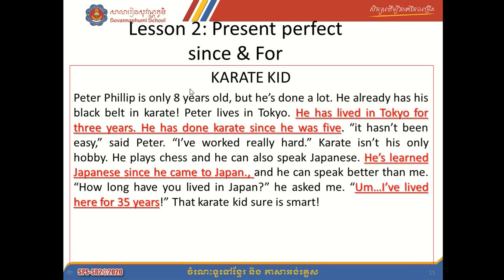Okay, now I have a short article. Karate Kid. Peter Philip is only 8 years old, but he has done a lot. He already has his black belt in karate. Peter lives in Tokyo. He has lived in Tokyo for 3 years. He has done karate since he was 5. It hasn't been easy, said Peter.